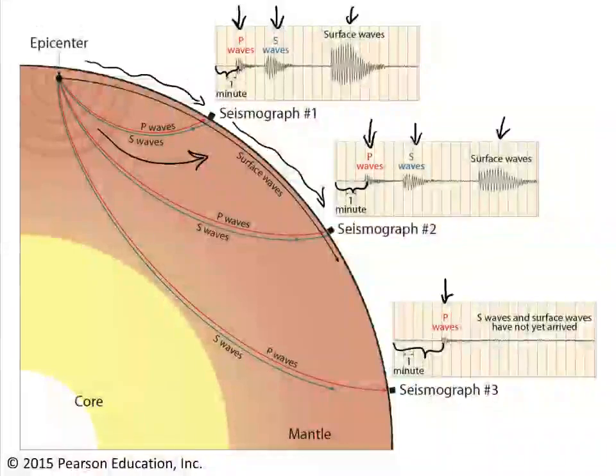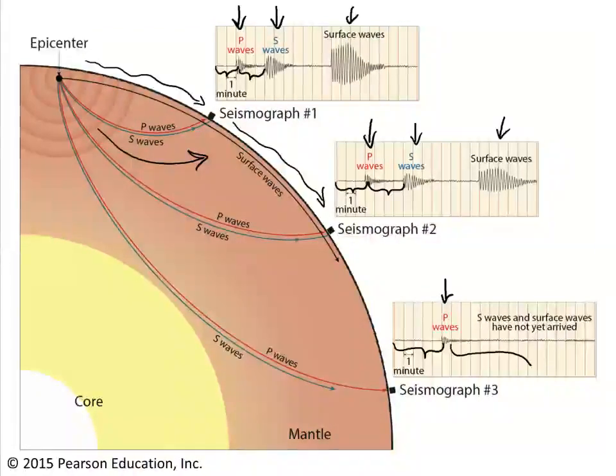You'll also notice that the S waves take longer to arrive the further away you are. In the first example, it takes another 3 minutes for the S waves to arrive. In the second example, it takes another 4 minutes. And here in the third example, we don't even know because the S waves haven't yet arrived. So that time, that proportion between the arrival of the P wave and the arrival of the S wave, is really important for figuring out how far away the earthquake is.